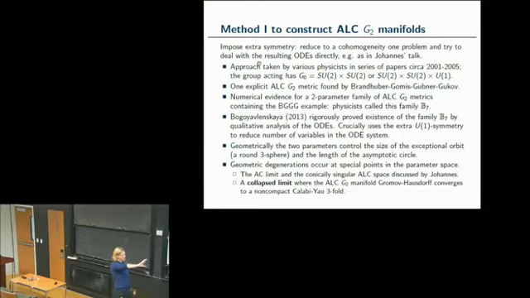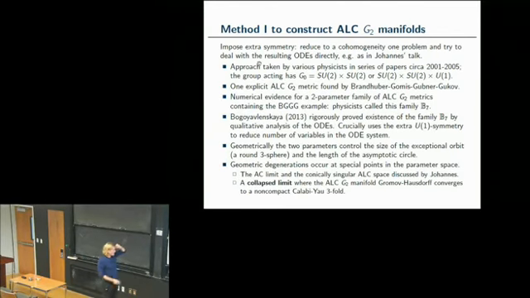But you could instead control things so that you keep the size of the asymptotic circle fixed, and then essentially you're forcing the 3-sphere to get smaller and smaller. When you take a limit in the right way, you get this conically singular ALC space that Johannes discussed.